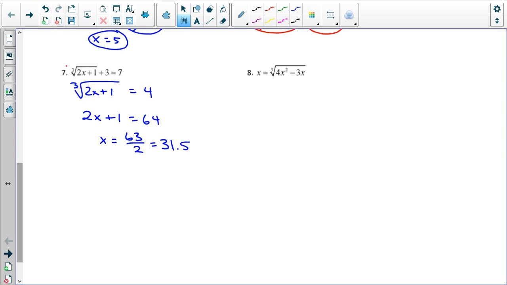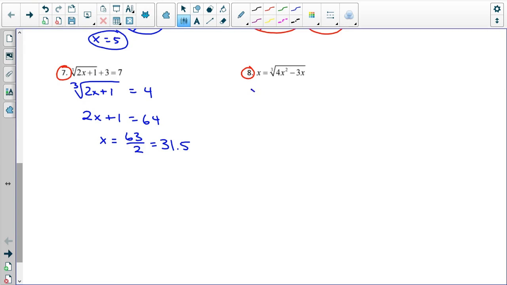In problems like 7 and 8, it's much more unlikely to have an extraneous solution because when I cube everything, I'm not adding or subtracting positive or negative values nearly as much. Is it still possible? Yeah, but it's not nearly as likely as when I have a squared situation.